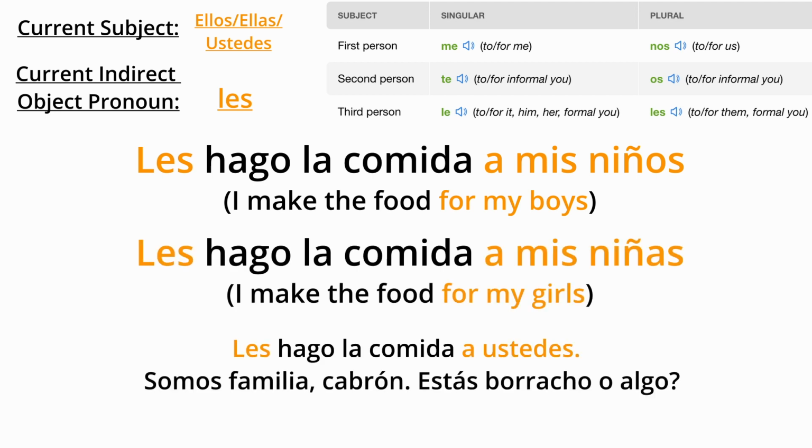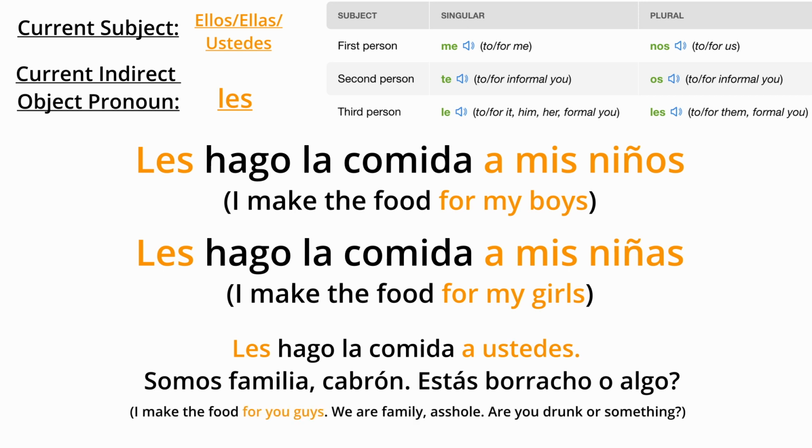Somos familia, cabrón. ¿Estás borracho o algo? In the last example, you realize that Carmen is your wife and she's been cooking for you and your children for 25 years. An awkward situation, I agree, but I want you to be prepared for everything. Just tell her to subscribe to my channel and you should be fine.